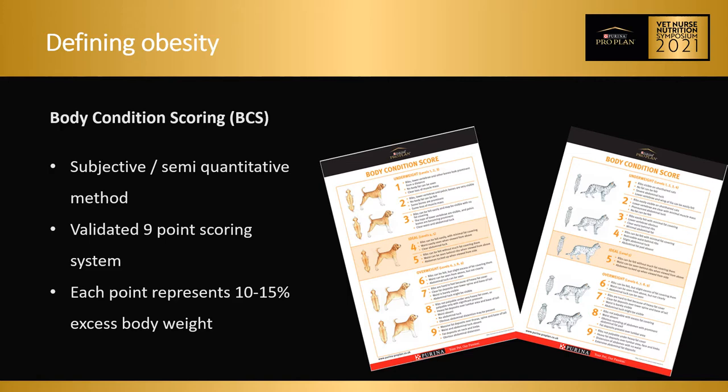The validated 9-point scoring system for cats and dogs is a widely accepted method. Using the 9-point system, each point represents a 10 to 15% excess body weight. If looking back at how we're defining obesity, and if this is around weighing approximately 25% or more over ideal, this would be equivalent to a 7 or more on the 9-point scale. However, we do recognise that on both the dog and the cat body condition scores, they are around ideal at about a 5, and anything above a 5, we start classing them as being overweight and then towards obese.